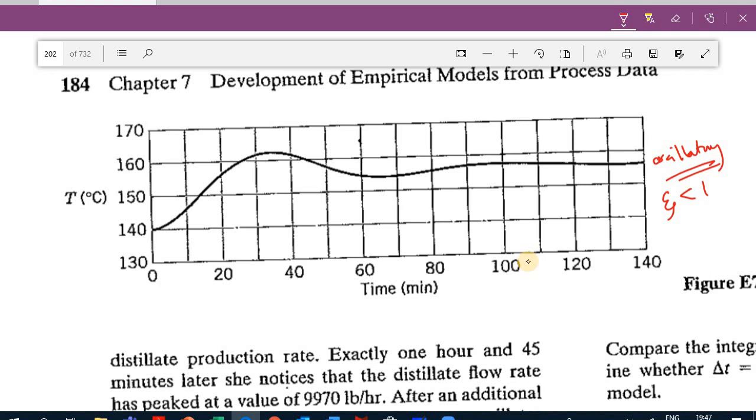So this new steady state value, which is not easy to obtain, looks like 156, for example. So that is my new steady state, and it starts at 140. So delta y is 156 minus 140. And what was the delta u?